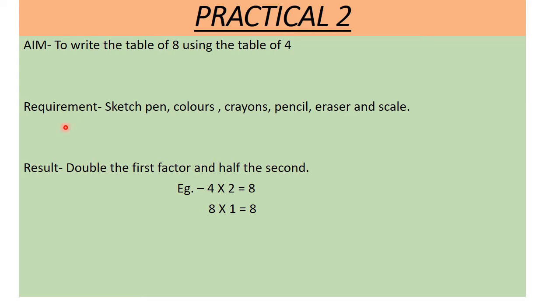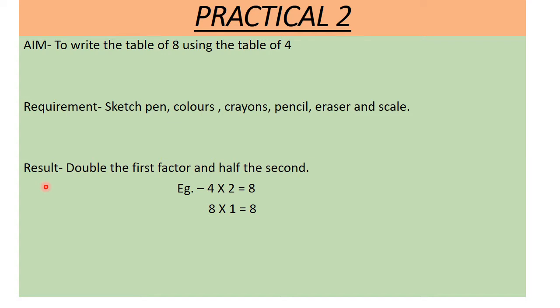What are the things which we require? We need sketch pens, colors, it can be of any color, crayons, pencil, eraser and scale. Last but not the least, we will see how we can write the table of 8 using the table of 4. In the result, I am going to show you a very small example, a hint of how you can do your practical.